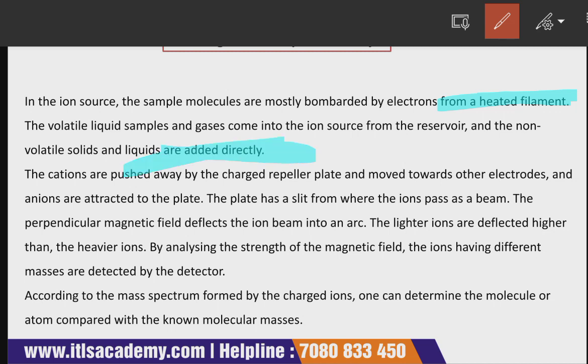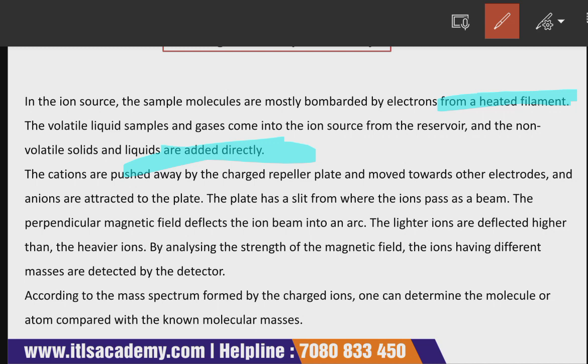So if you are using a sample as a volatile liquid or gas, it is introduced into the ion source from the reservoir. But if you are using a non-volatile solid or liquid, it can be added directly. So volatile samples are different: first we collect them into the ion source from the reservoir, whereas if you use non-volatile solids and liquids, you can add them directly.